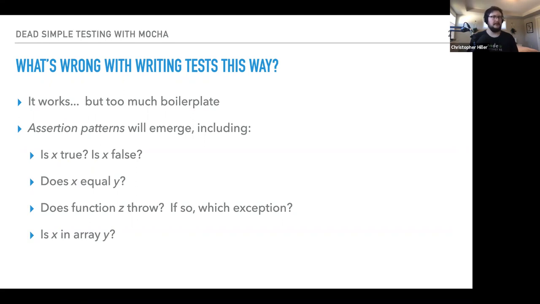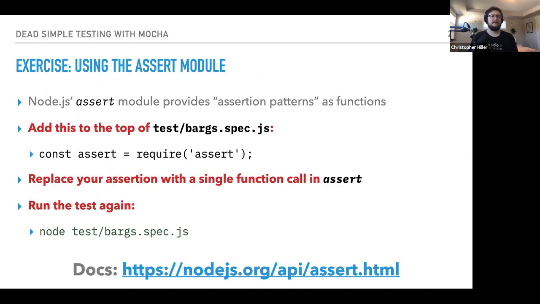So we're going to check, is this value true? Is the value false? Does value X equal value Y? Does the function Z throw under a certain set of circumstances? And if it does, which exception? So these are some examples of common assertions that you're going to see again and again. And so that's why we get things like the assert module.